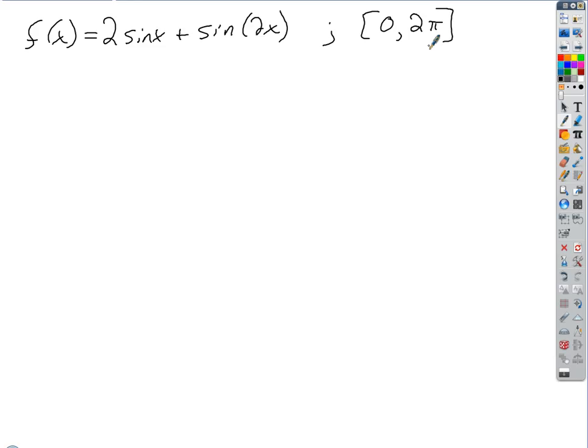So if we wanted to, we could find an absolute extremum here, but we're just going to find relative extrema and points of inflection and all of that stuff that we've been finding. Okay? So what's the first step? Take the derivative. The first derivative is 2 cosine x plus 2 cosine 2x.